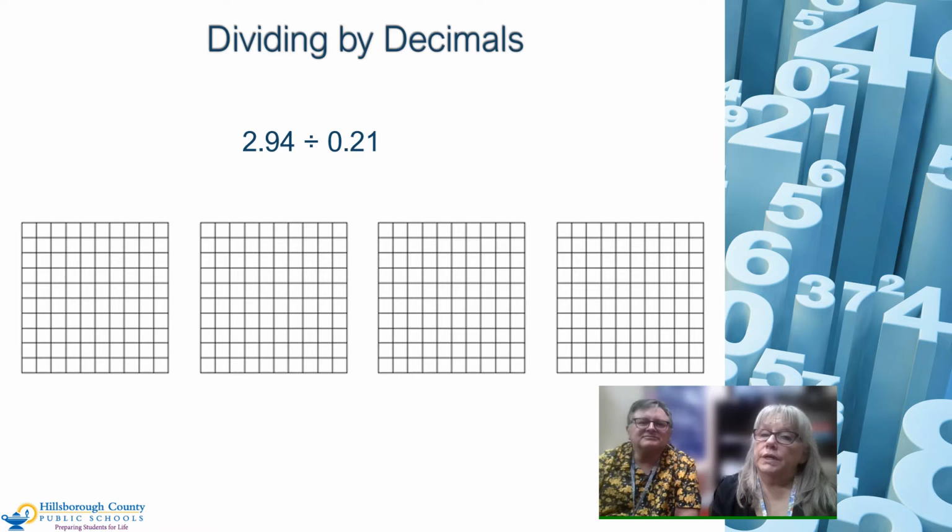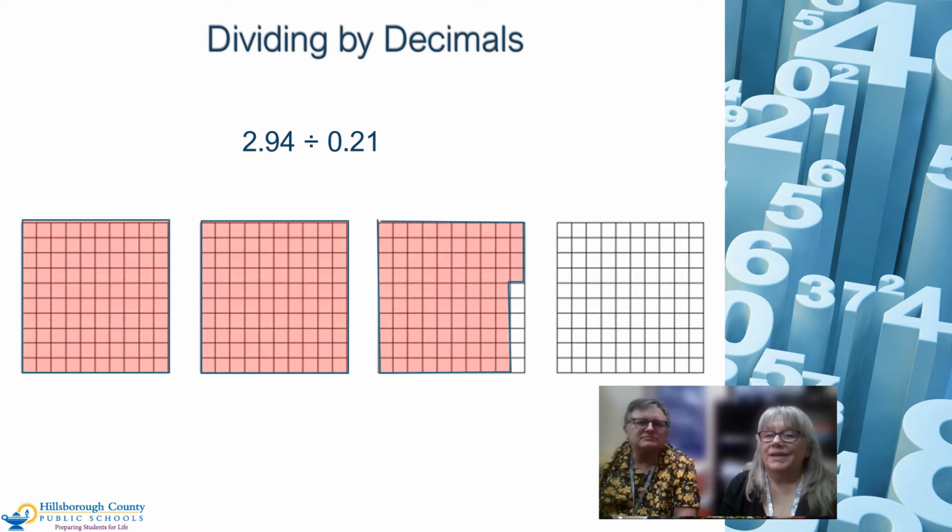So now we're going to work with a representational model. I'm taking pictures of those flats. So I have on the slide, I can see 4 holes. I only need to model 2 and 94 hundredths, because that's what I am dividing. So I model my 2 and 94 hundredths, and I have to divide that into pieces that are the size of 21 hundredths.